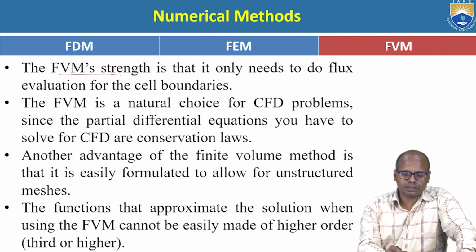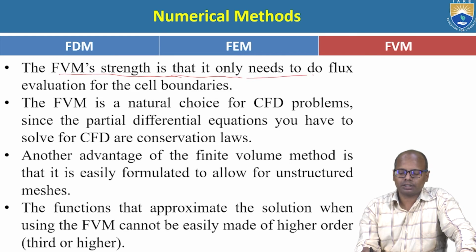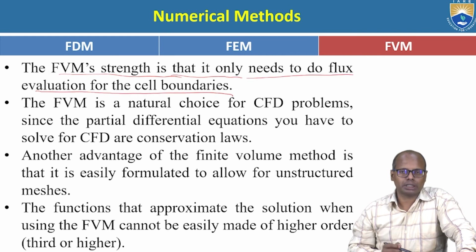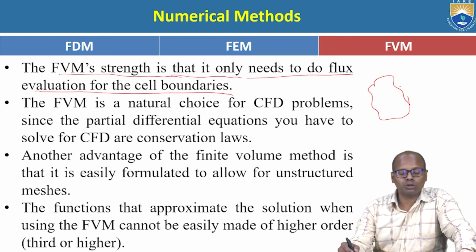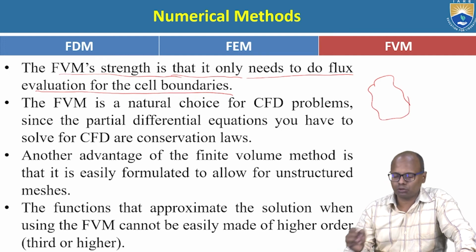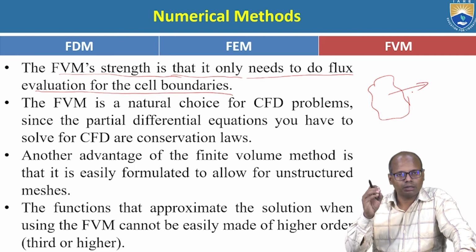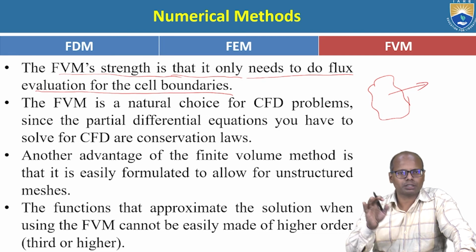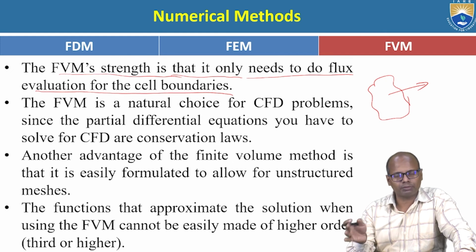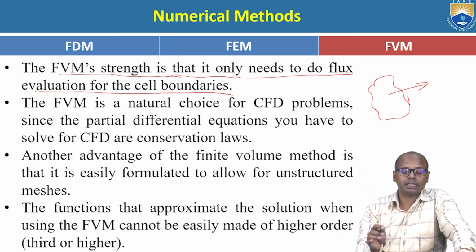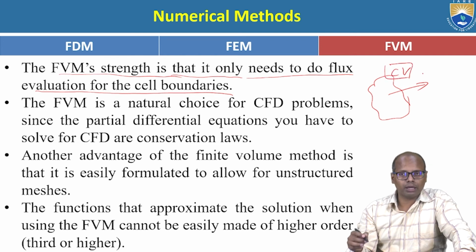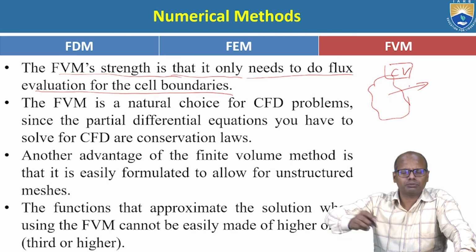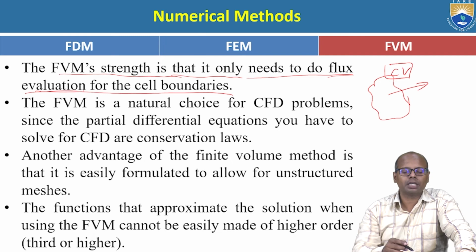The finite volume method's strength is that it only needs to do flux evaluation for cell boundaries. So we have seen in the case of control volume, what we are interested in is only the flux: the mass per unit area, mass flux, the momentum per unit area, momentum flux, the energy per unit area, energy flux. In FVM, because we are dealing with control volumes, the interest is only the flux evaluation.